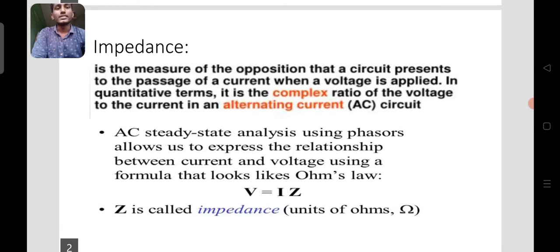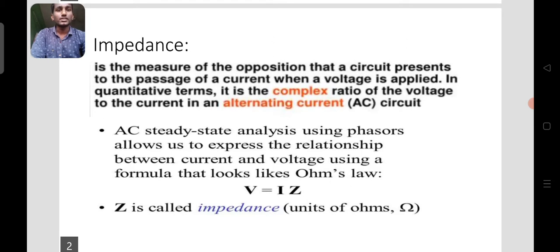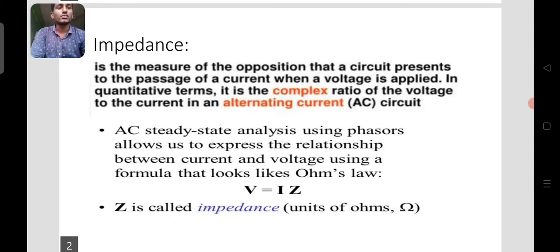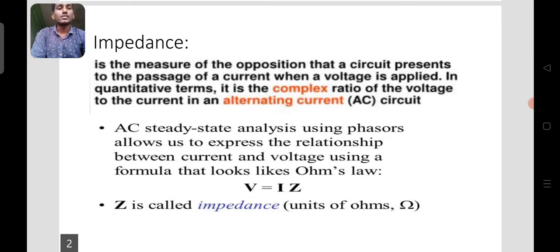AC steady state analysis using phasors allows us to express the relationship between current and voltage using a formula that looks like Ohm's law. So you can find the impedance using Ohm's law in an AC circuit, which is V equal to I into Z. Here Z is called impedance and its unit is ohms, like resistance.